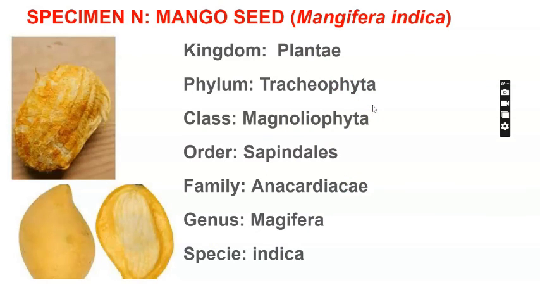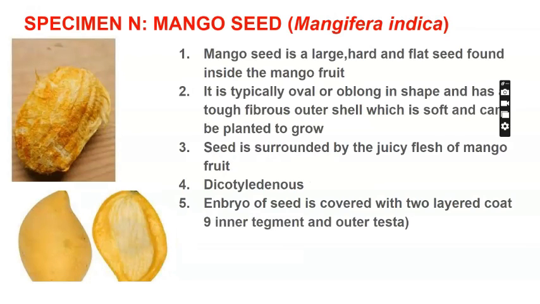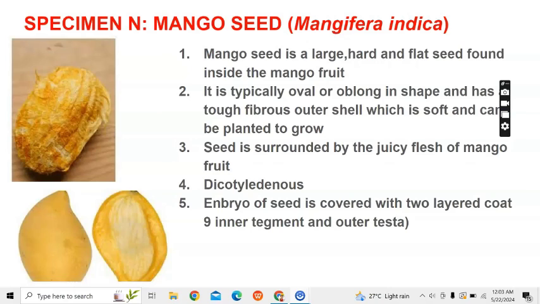Then the next is specimen N, which is our mango seed. We know that the mango has a scientific name, Mangifera indica. Here is the classification of the mango seed for your own absorption. Then what about the mango seed? The mango seed is a large, hard, and flat seed found inside of the mango fruit.